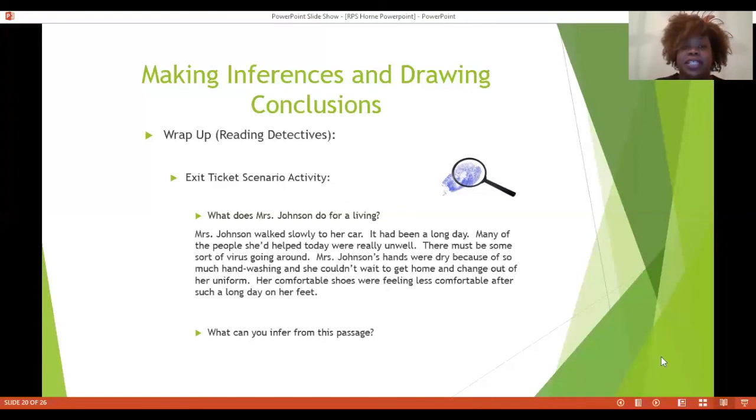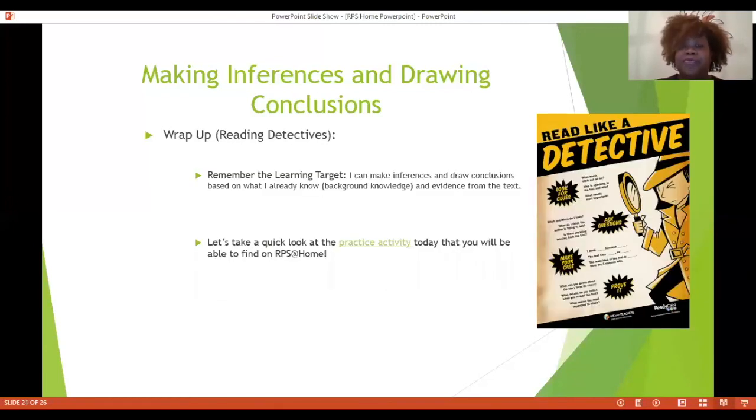So let's continue. So again, remember our learning target. I can make inferences and draw conclusions based on what I already know. That's our background knowledge and evidence from the text. And here is a little graphic about reading like a detective. So that's why I always talk to you guys about being a detective. We look for clues, we ask questions, we make our case, and we prove it. And what do we prove it with? Our evidence.